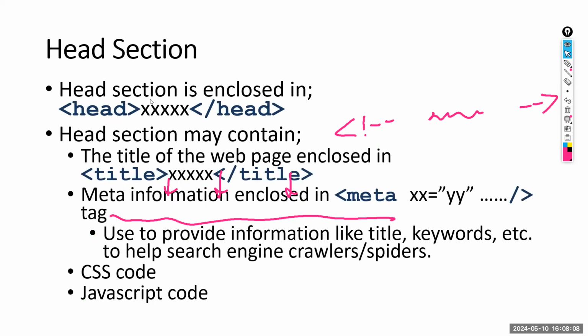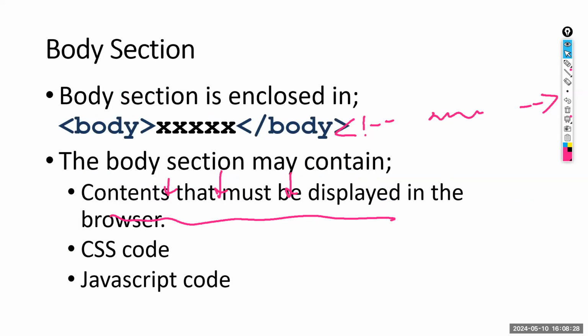Then of course you have the head section where you can have the title, CSS or JavaScript. Right. How to write CSS and JavaScript will be covered when we do CSS and JavaScript. But for the time being, we will only look at the title and meta tags. Okay. Then you have the body tag. Again, you can have the contents and CSS and JavaScript.